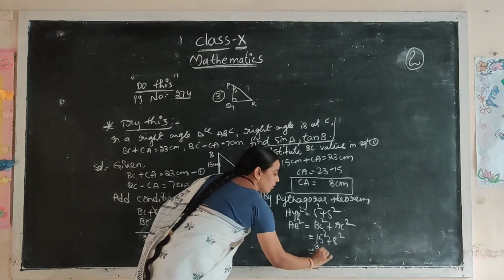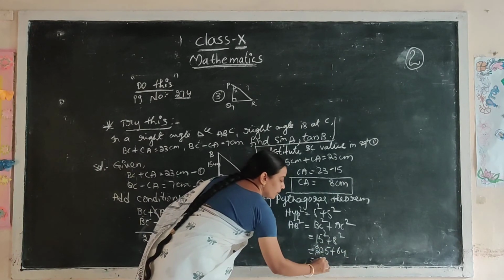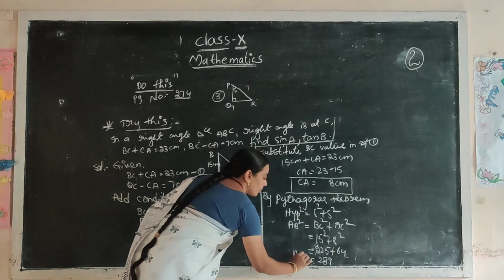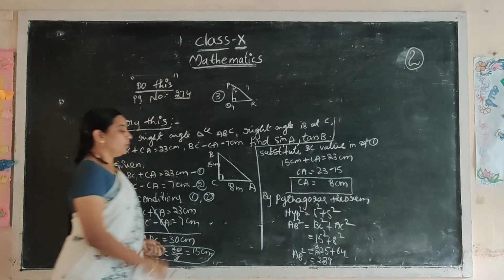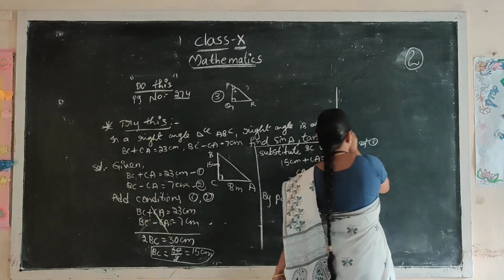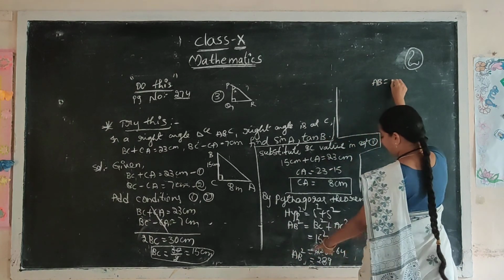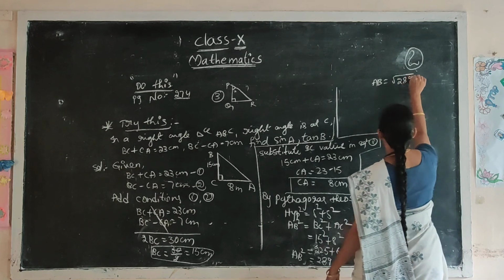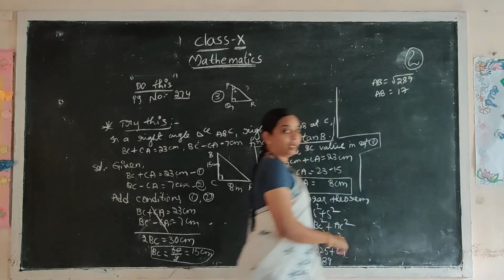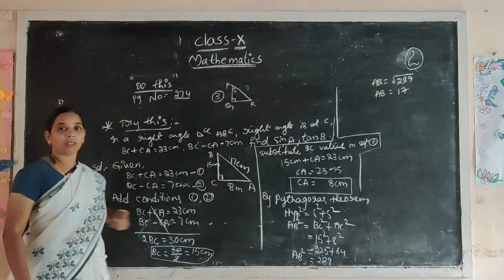15 15s are 225. 8 8s are 64. So add both numbers: 289. The square root of 289. The square moves to the right side now. So AB is equal to the square root of 289. The square root of 289 is 17, since 17 17s are 289. So here 17. Now you got three measurements.